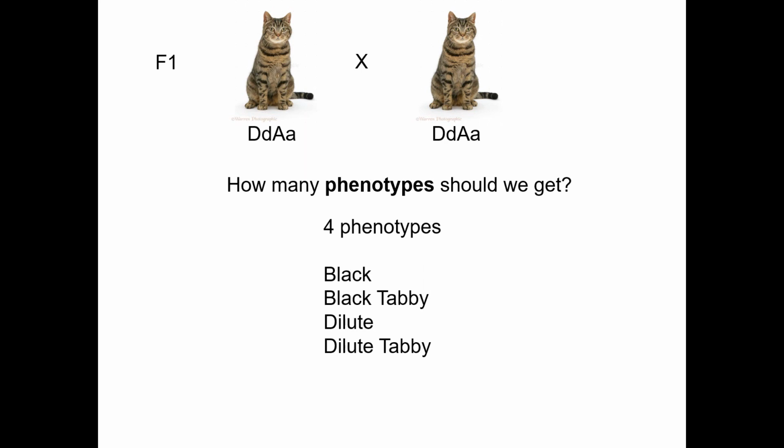There's a formula that we can use to determine the number of possible phenotypes, and that formula is 2 to the n, where n is the number of genes. We're dealing with 2 genes, so 2 squared is 4.